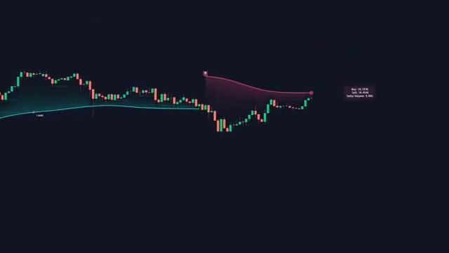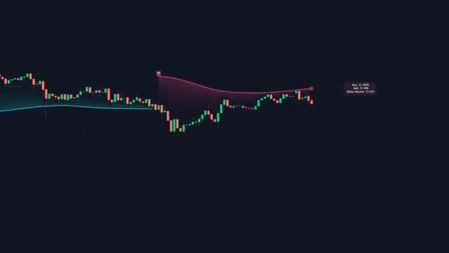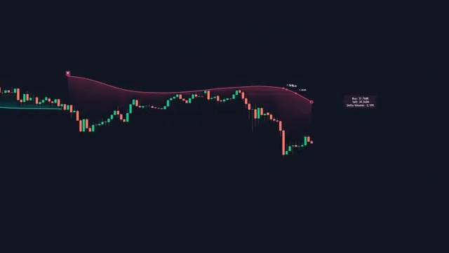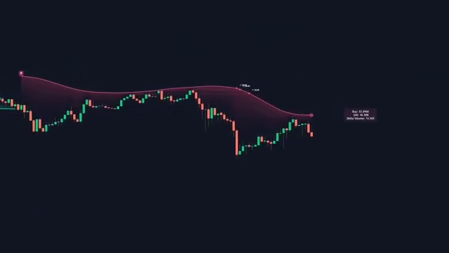The second type of market where this indicator is going to be applicable is a non-trending or a ranging market. So how can we use this indicator to identify a ranging market?